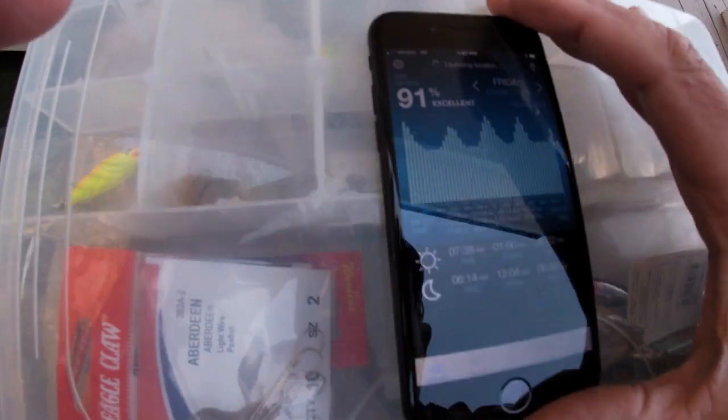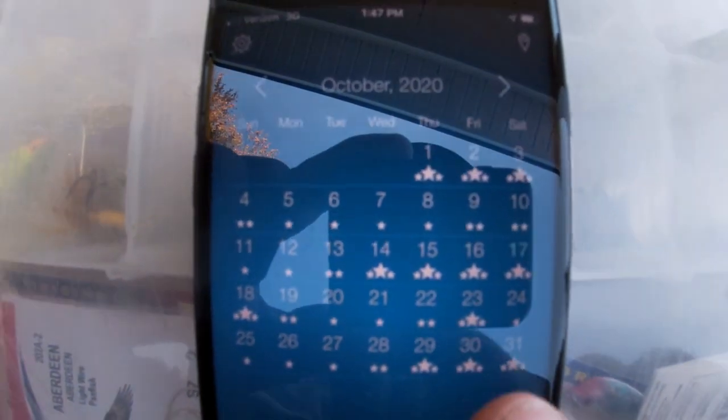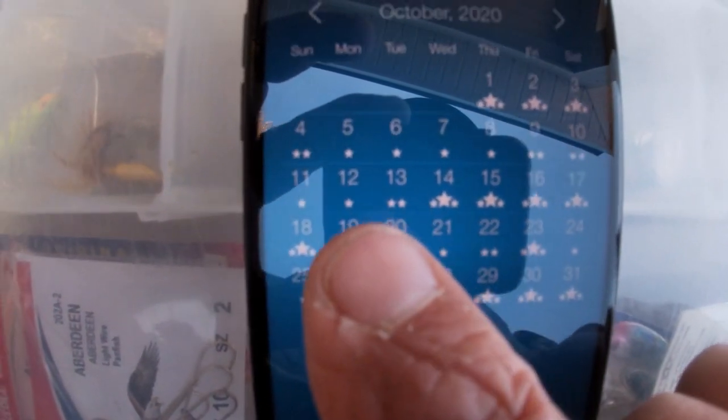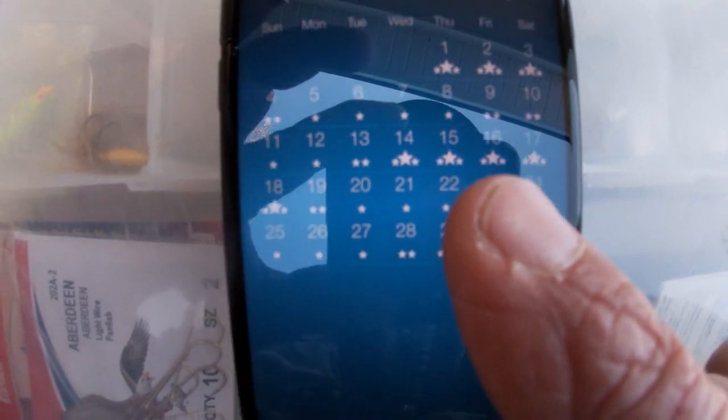Now back to this, and another thing the app gives you is, this is October right here. You see October 2020. Now you can see all these little stars it gives you, and that's your activity rate for the month. So if I was aiming to plan a fishing trip, I'm going to try to plan a fishing trip if it's several days during a high rate of activity. Now we can't always do that.